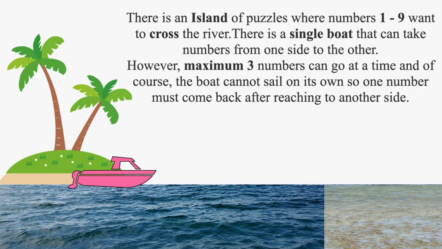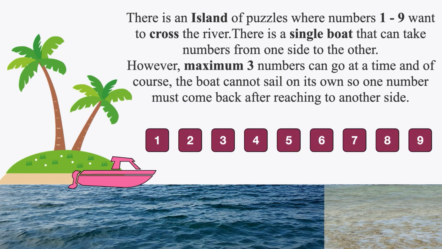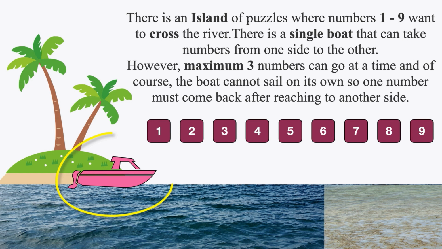There is an island of puzzles where numbers 1 to 9 want to cross the river. There is a single boat that can take numbers from one side to the other. However, maximum 3 numbers can go at a time, and of course, the boat cannot sail on its own, so one number must come back after reaching the other side.